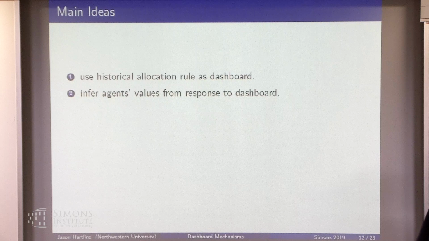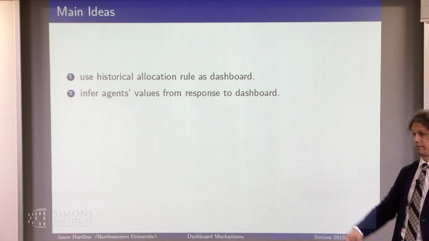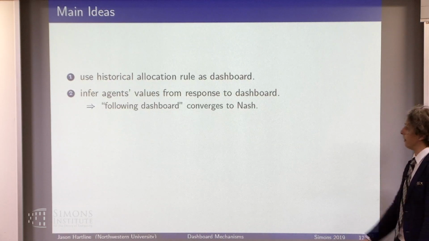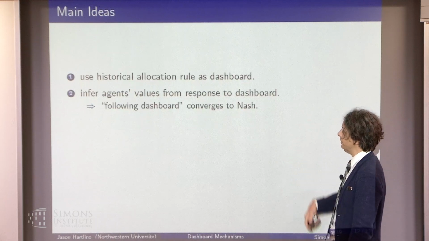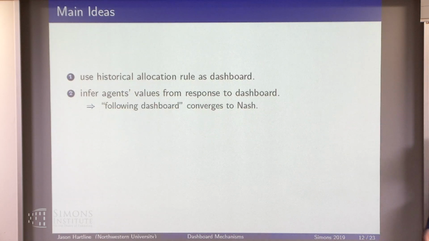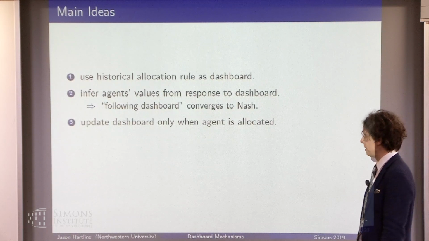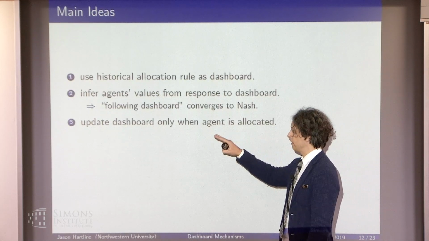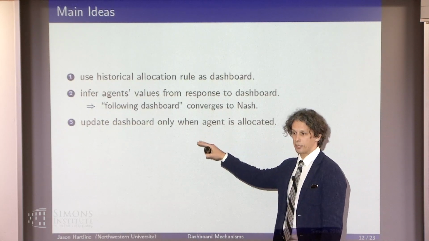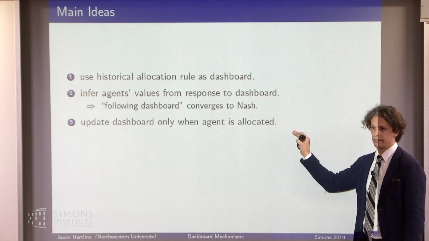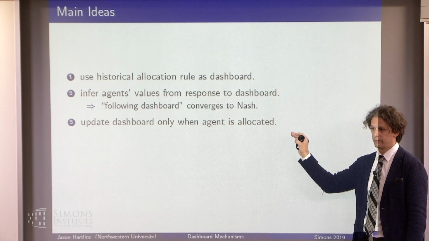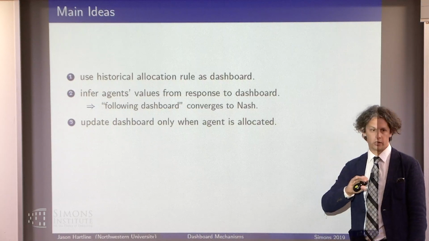Then I can, as I said before, infer agents' values from the best response to the dashboard, and I can use these past inferred values in future estimated dashboards. From these first two bullets, following the dashboard is going to converge us to Nash, as David suggested. Another really helpful idea, and we'll see why, is that I should only update my dashboard when the agent wins. Okay, we'll see why that's a really good idea.